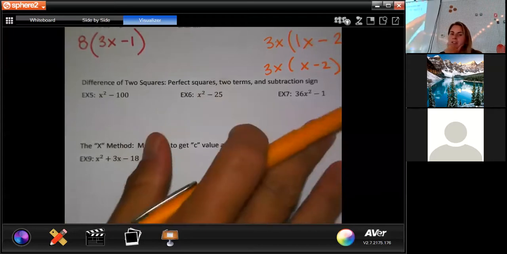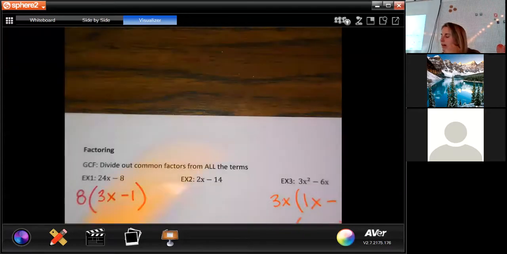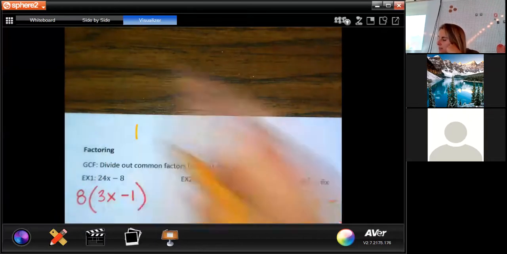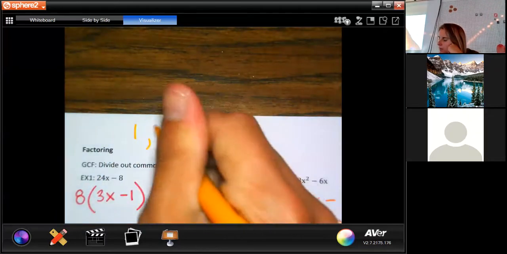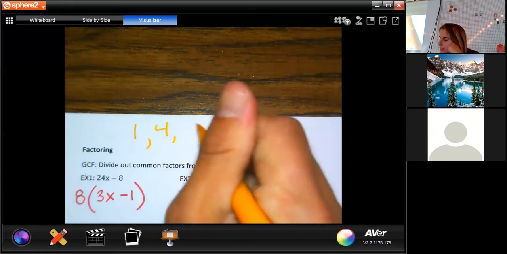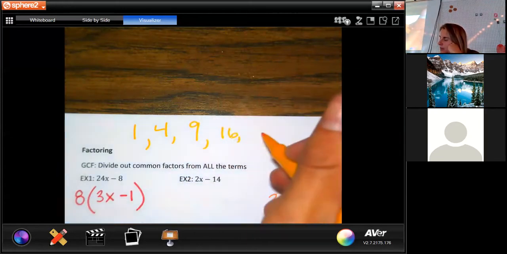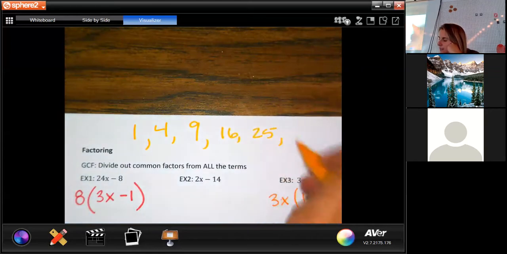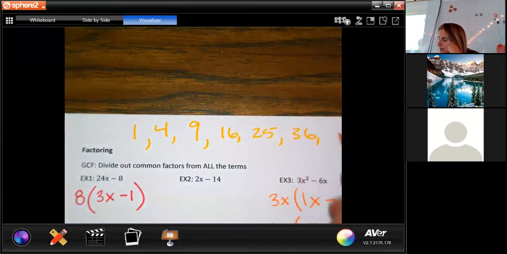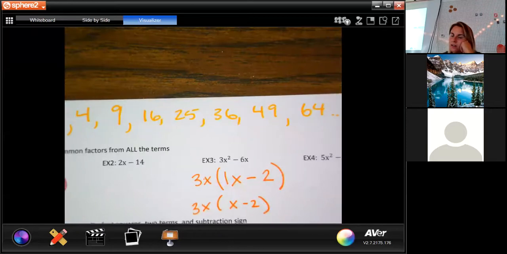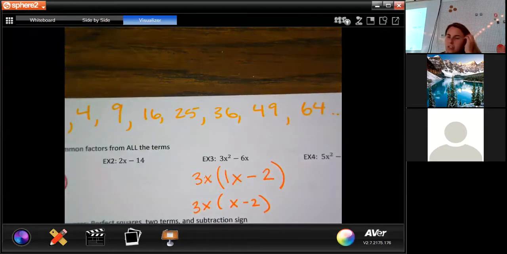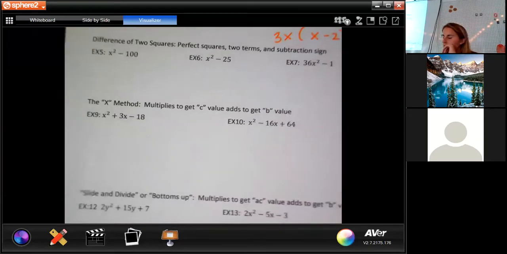And when I'm talking about perfect squares, I don't know if you have to write them up here at the top. 1 times 1 is 1. 2 times 2 is 4. 3 times 3 is 9. 4 times 4 is 16. 5 times 5 is 25. 6 times 6 is 36. 7 times 7, 49. 8 times 8, 64, and so on and so forth. You could keep going if you want. But you got to be able to recognize those numbers. Or you got to be able to recognize those difference of squares.